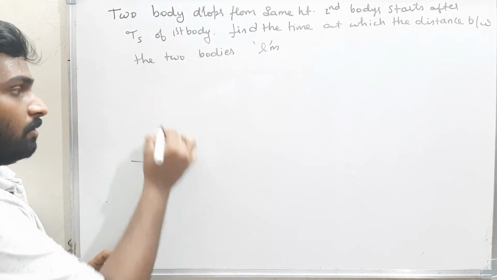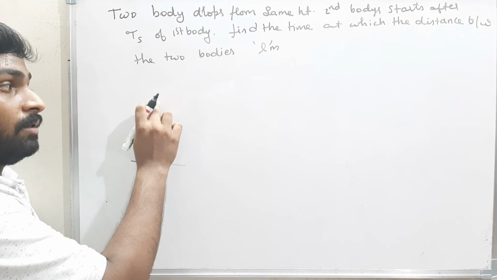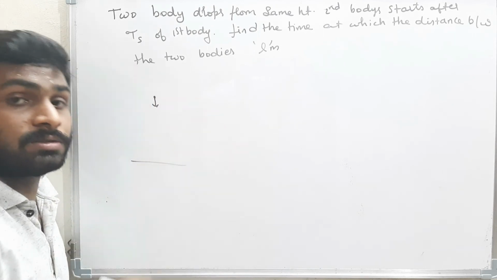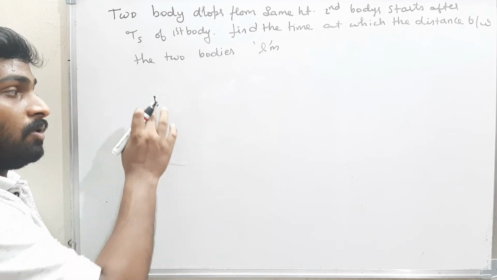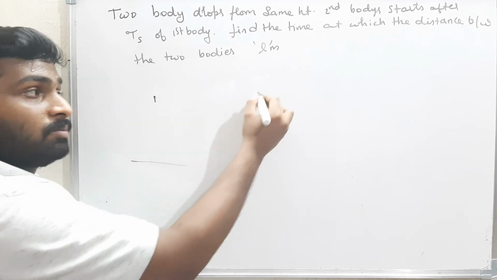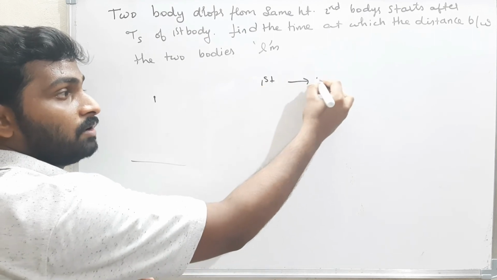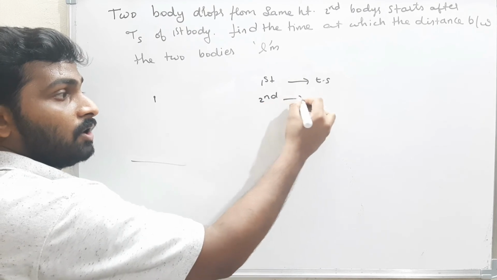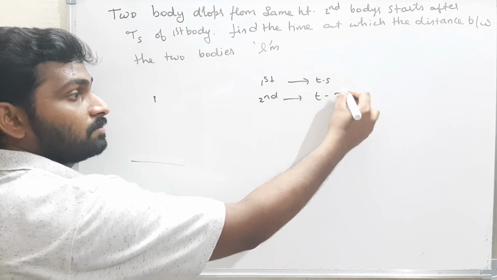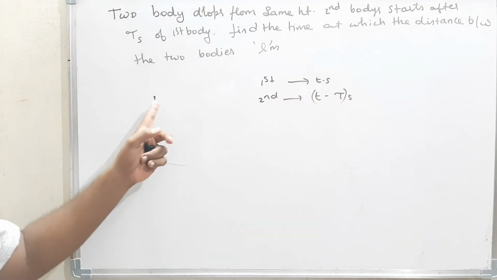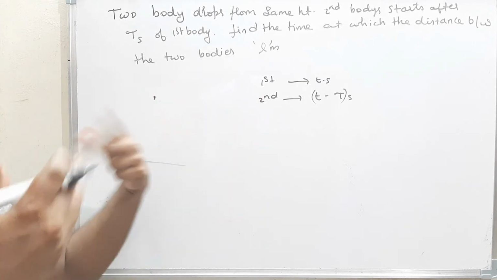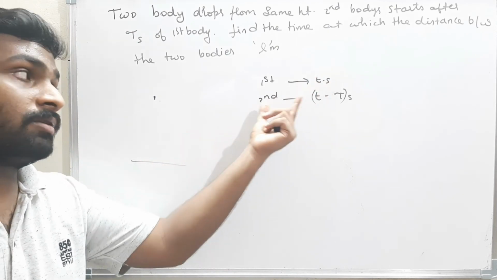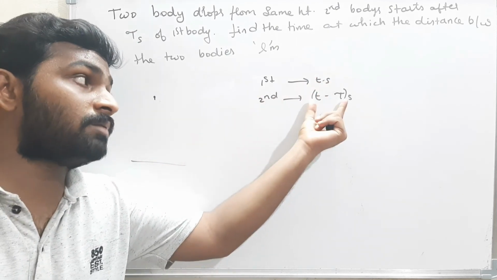See here, from the same height, two bodies are dropped. The first body is dropped, well and good, but the second body is dropped after 2 seconds. That means the first body is in the air for t seconds, assume, but the second body is in the air for how much time? That is t minus 2 seconds. When the first body is 20 seconds in the air, the second body will be in the air only for t minus 2 seconds.